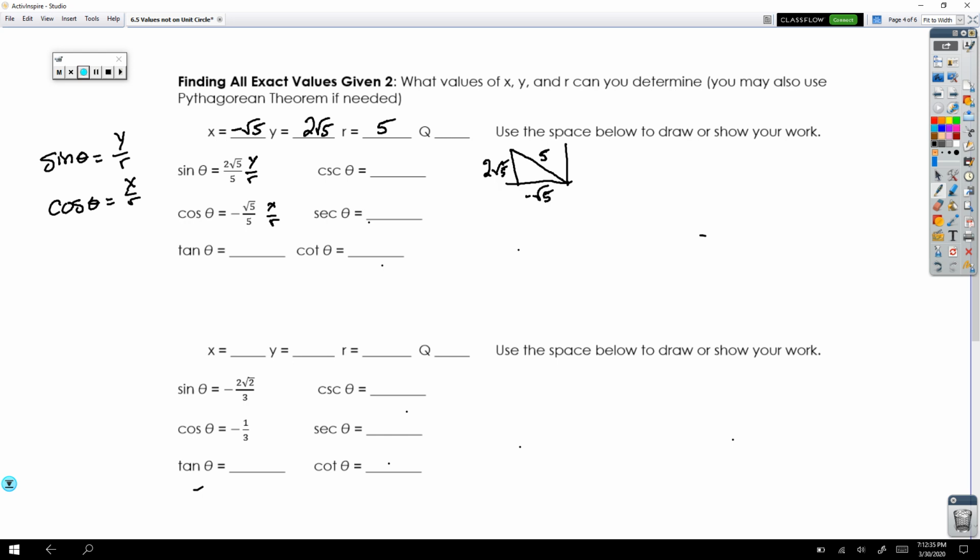So I have my x and my y, so let's find tangent. Tangent is y over x, so we would have 2 root 5 all over root 5. Negative though, right? So put that negative out front. Now I have the square root of 5 on top and bottom, so luckily both of those are going to cancel out, and I'm just going to be left with negative 2.